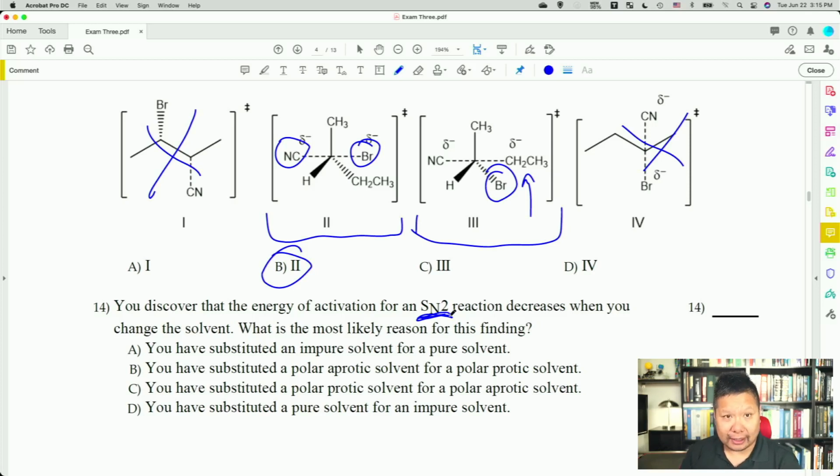So what happened here is that since you have lower energy, your reaction rate decreases, right? That means you probably had it in a polar protic solvent. So the answer there would probably be C. Yes, C. You have substituted your polar protic solvent. Wait a second.